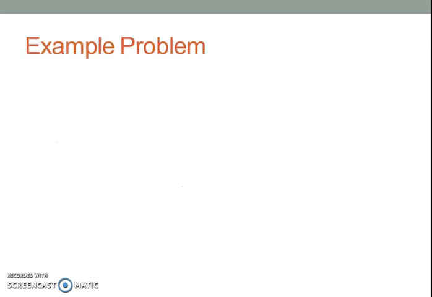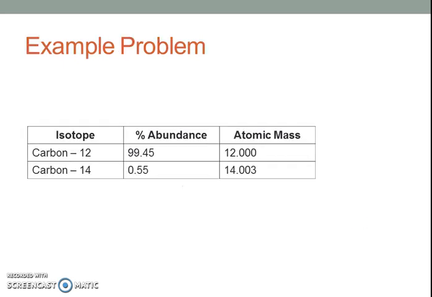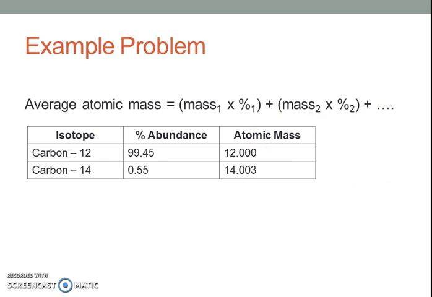Alright, so let's look at an example for that. So here we have carbon 12 and carbon 14, their percent abundance respectively, and then also the atomic mass. So up here, this is the equation that you can use to calculate this average atomic mass. So take mass 1, which would be 12, multiply it by this percent 1, and then add that to the second atomic mass multiplied by the second percent abundance.